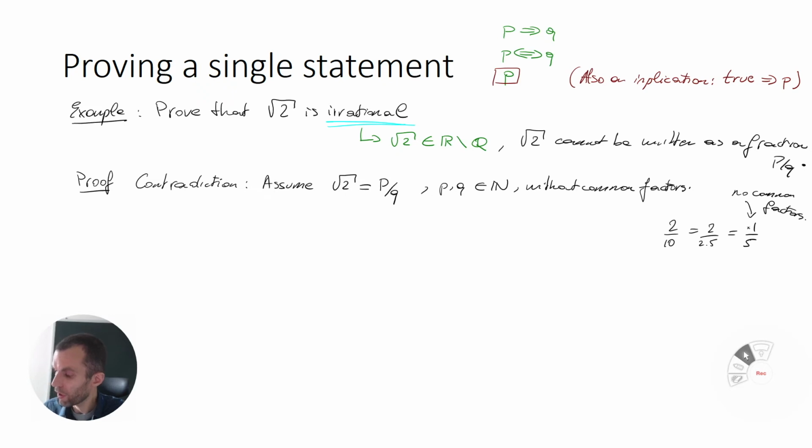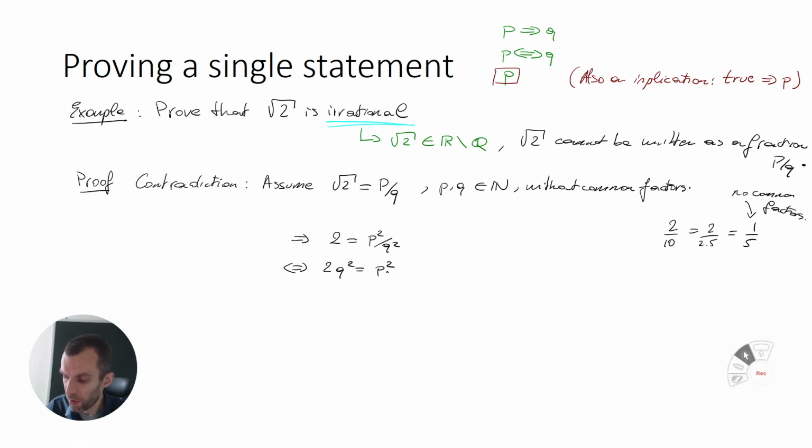So now, given that I can always simplify a fraction to have no common factors, I can just divide them out. I can demand the same thing for p over q, that they have no common factors. And now let's use that and reason. So let's take the square. Then we get 2 is equal to p squared over q squared, and we can write this as 2 times q squared is equal to p squared.